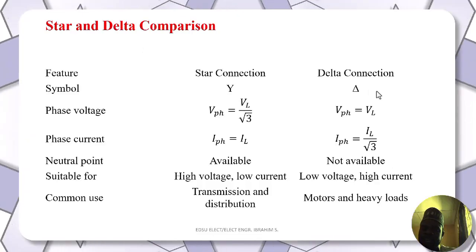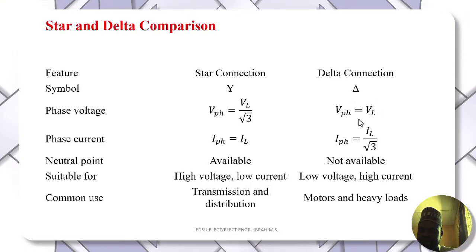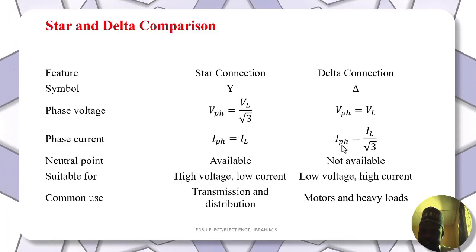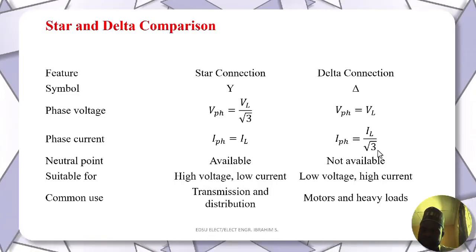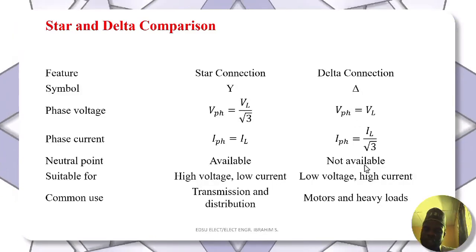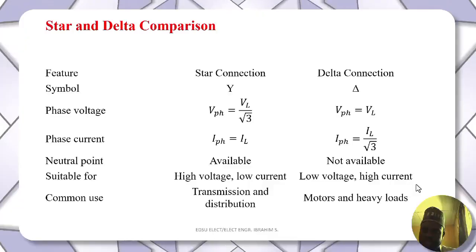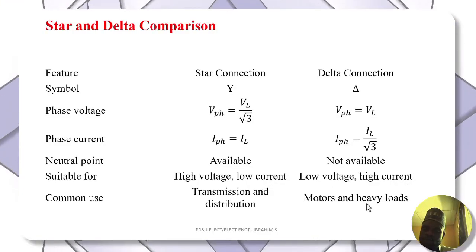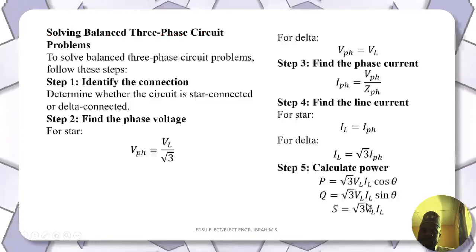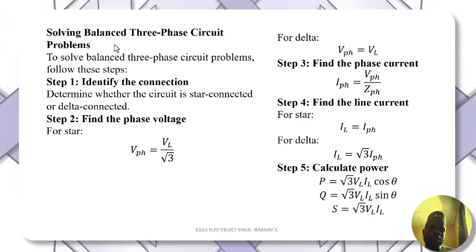While for the delta, our V phase and V line are the same. However, our I phase is our I line divided by root 3, and this type of connection does not have a neutral point. It is suitable for low voltage, high current, and is mainly used for motors and heavy loads.